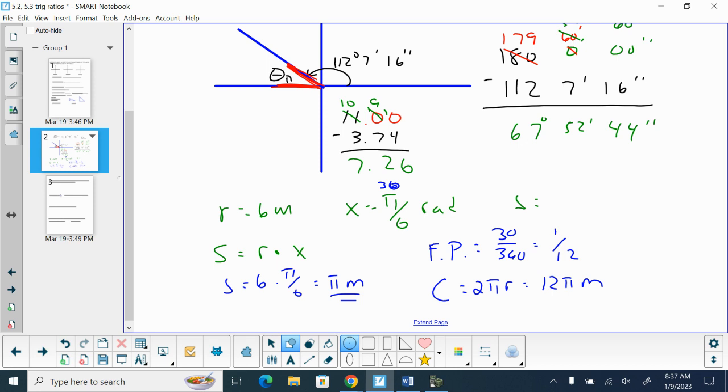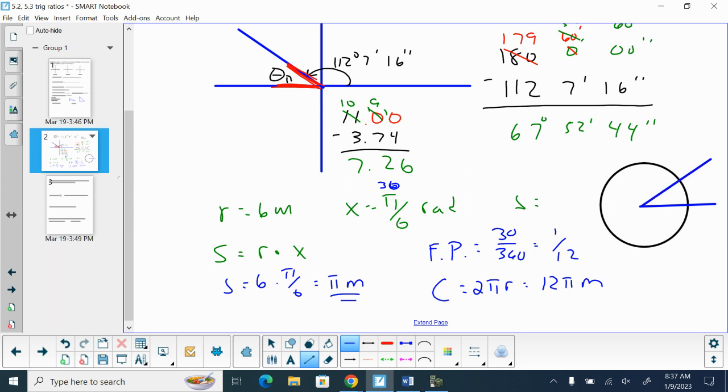Once again, we're looking for this measure here as the arc length, 30 degrees. The entire circumference here is 12 pi. So that's the entire way around. We want 1/12 of that, so we can take our fractional part times our circumference. So we have 1/12 times 12 pi, which takes us back to pi meters.